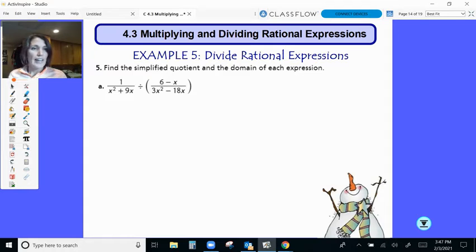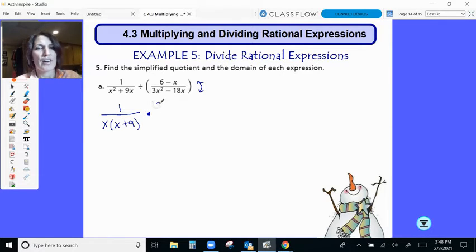So we're going to divide this guy now. Okay, so we're going to flip this second guy and multiply him. And don't forget to factor. Okay, so we're going to go 1 over. Factor out this bottom one. It looks like the greatest common factor of x, first of all. So then we have x plus 9 left over. And then I'm going to multiply. And then this guy's going to go on top. So I'm going to factor out a 3 and an x. That will leave us with just an x minus 9.